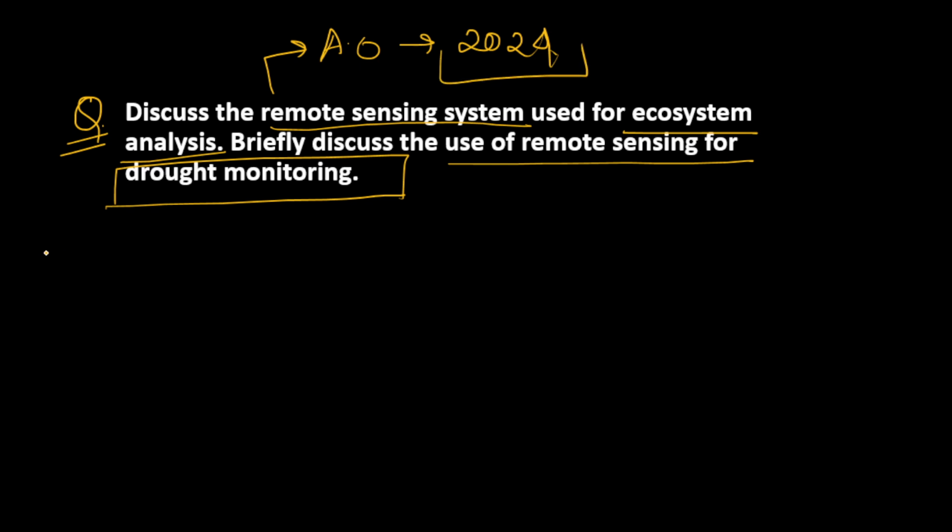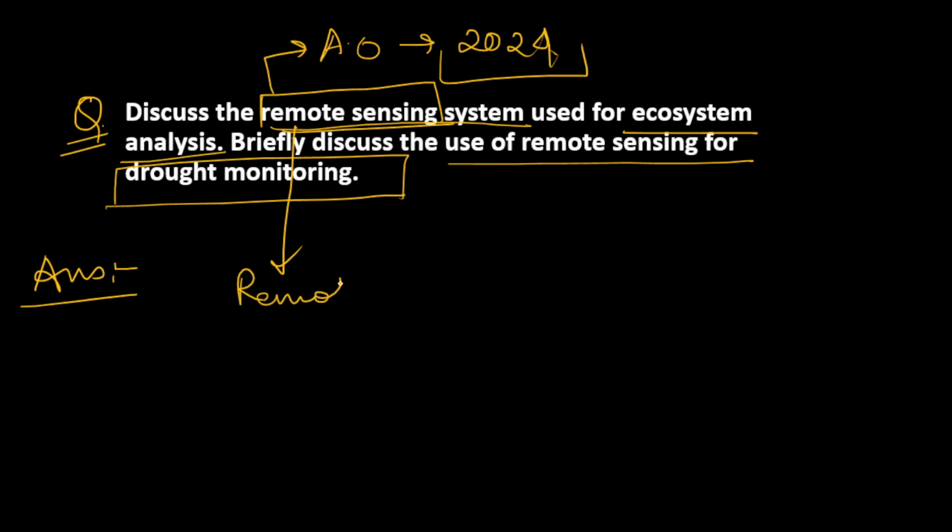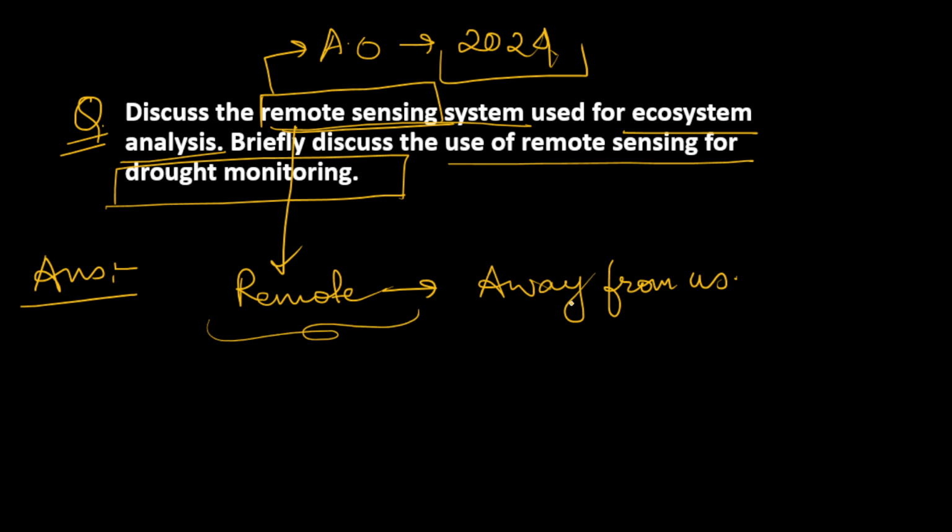So first of all, we should understand what remote sensing is. As the word suggests, remote means something which is far away or away from us, or which is not touching us. So in remote sensing, we can collect data of any particular land or any particular forest or anything used in an ecosystem, while being away from those systems, that is, without touching them.